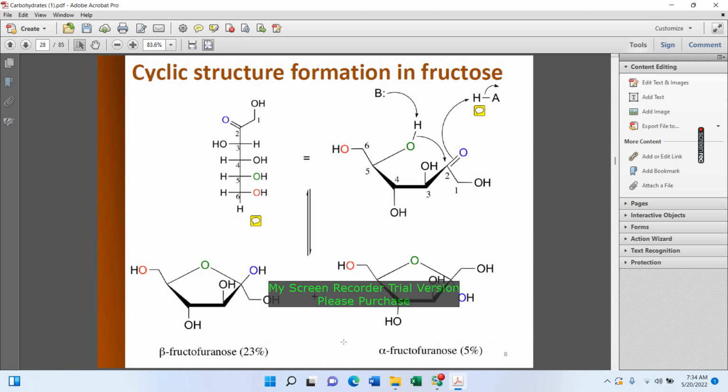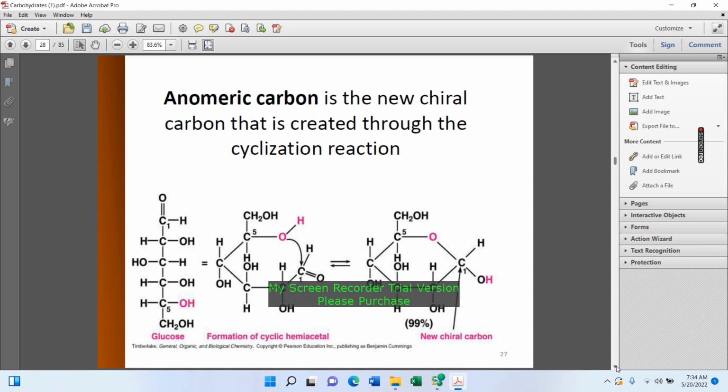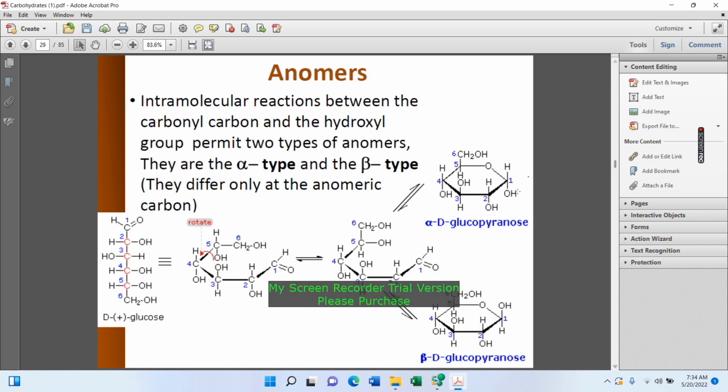Okay, so usually 23% of this beta-fructofuranose is formed, and 5% of this alpha-fructofuranose is formed in the medium. So let's go back to the glucose one and check the percentages. You can see that always the beta one is formed in a large amount, right? So that's about it. Now let's talk about anomers.